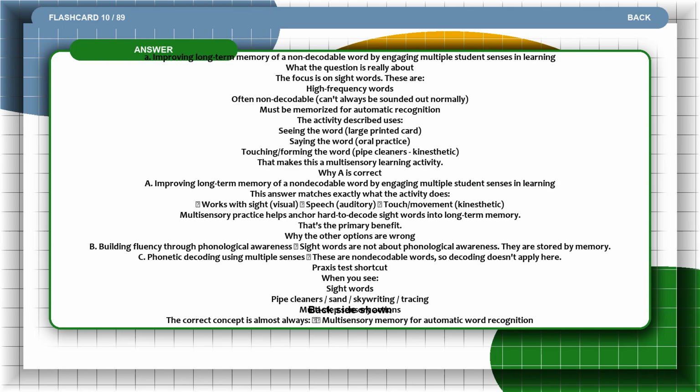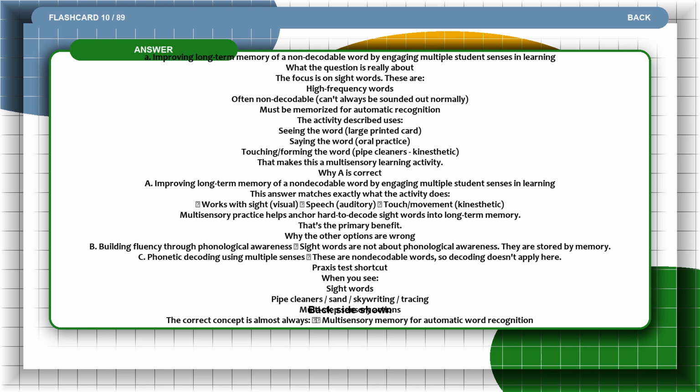The answer is A. Improving long-term memory of a non-decodable word by engaging multiple student senses in learning. What the question is really about is sight words. These are high-frequency words, often non-decodable, that can't always be sounded out and normally must be memorized for automatic recognition. The activity described uses seeing the word on large printed cards, saying the word, oral practice, and touching or forming the word with cleaners, which is kinesthetic. That makes this a multisensory learning activity.